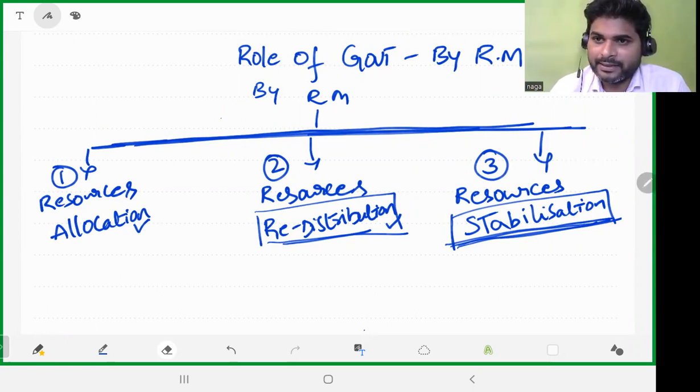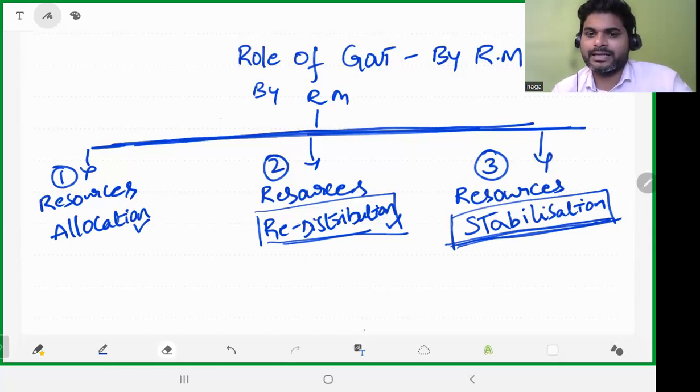We were deliberating and discussing. The first one, we discussed the role of government given by Adam Smith, and the second one, and the most important one, given by Richard Musgrave. In that, the role of government can be divided into three types: one, resource allocation; second, resource distribution or redistribution; third, resource stabilization. We discussed these three things.